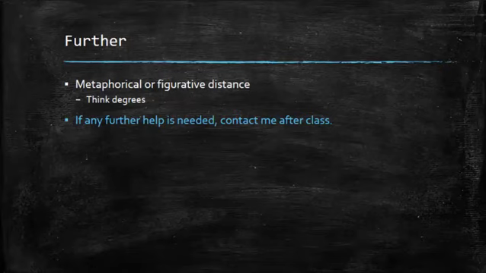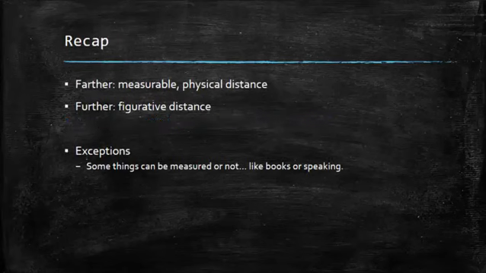So for example, in the sentence above there, we have, if any further help is needed, contact me after class. There's no way to measure that amount of help, so that's why we use further. So, like I said, pretty straightforward on these two. To recap then, remember farther, if you think of like how far you can go, think of something that is measurable. It's a physical distance, and further is that figurative distance that's kind of like degrees. It's something that is immeasurable.